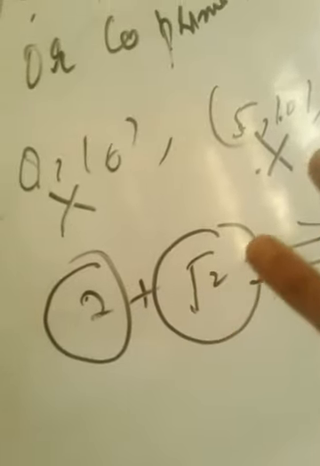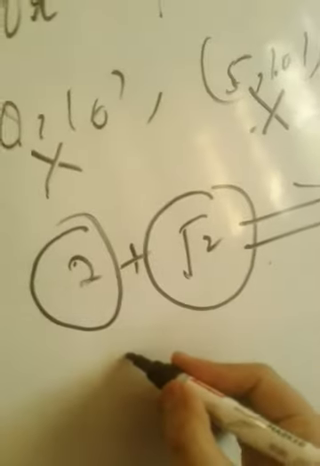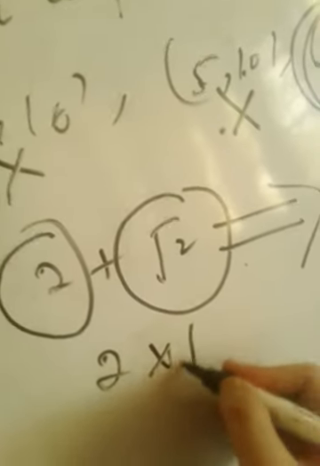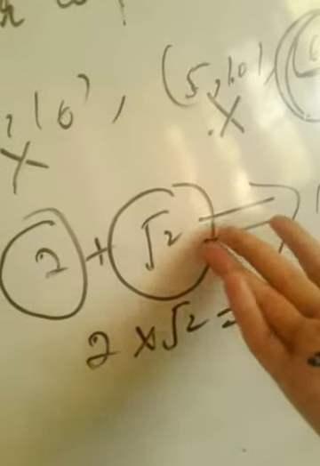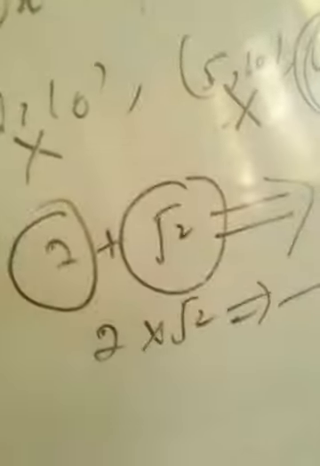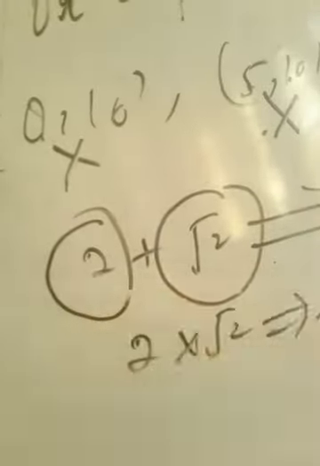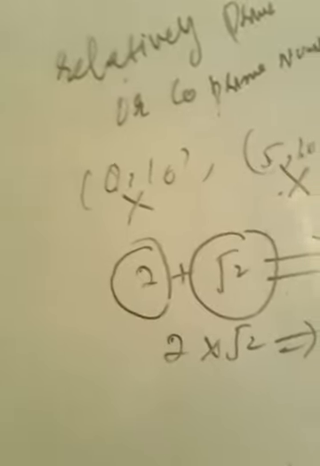Similarly, for multiplication, for example, 2 into root 2, one rational, another irrational, the answer is always irrational. For division, for subtraction, the answer is always irrational. Without digging deep into the question, just when you see one rational and one irrational, one thing must come to your mind: this number is irrational.